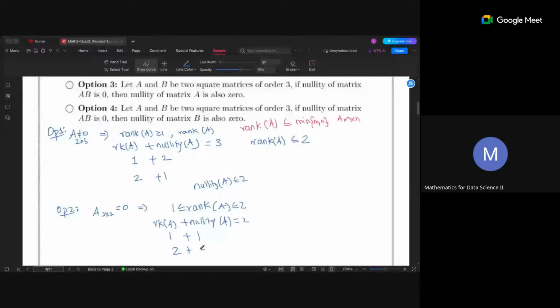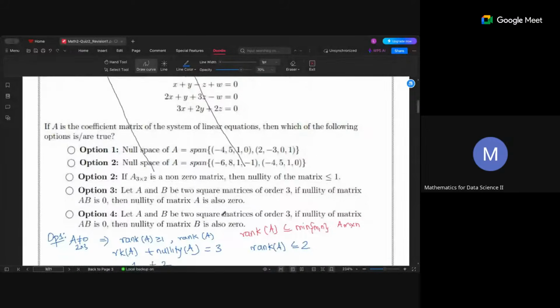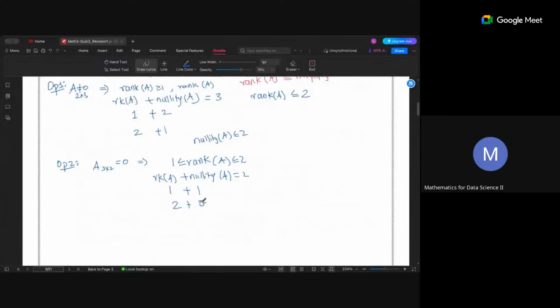So if a 3 by 2 matrix is a non-zero matrix, then the nullity of the matrix is less than or equal to 1. Is that correct? Yes, it's correct.